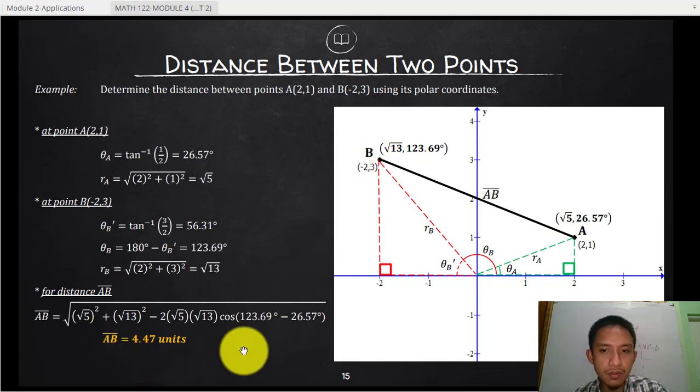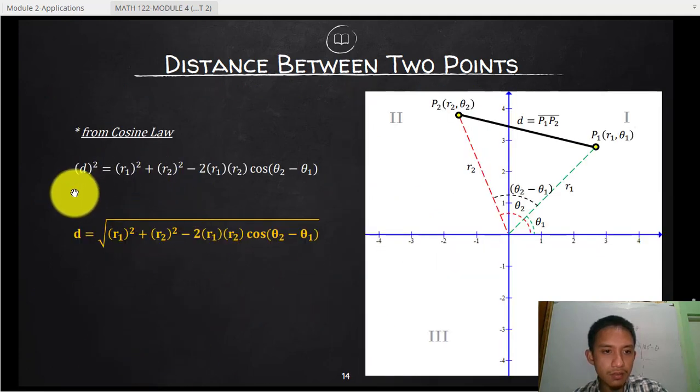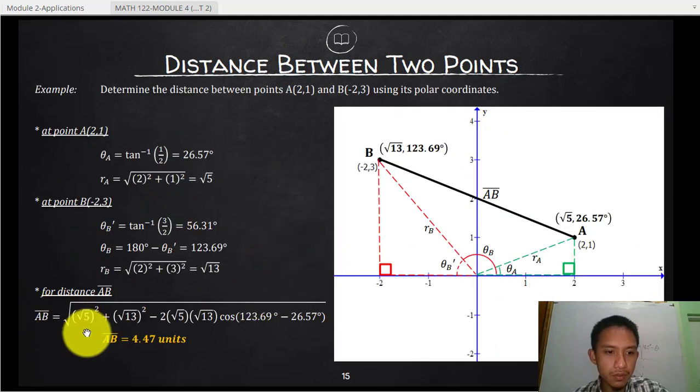Okay, so how will I do that again? That is your cosine law. All you need to do is apply your cosine law. Square root of the square of the first side, this is the given. That is your r sub a given. Okay, isn't it? That is already there. We solved that one. Plus the square of your second side, which is r sub b. You already have that. It's the square root of 13. Minus 2 times r sub a, r sub b, cosine the angle between them.